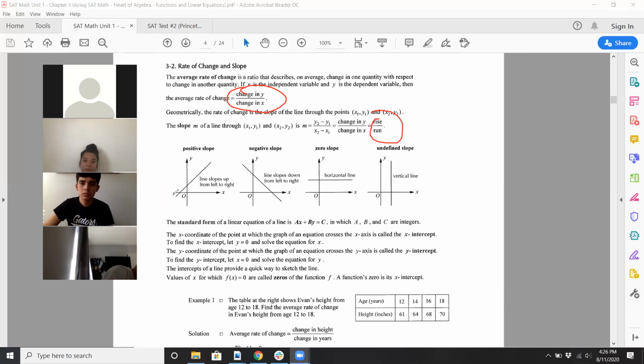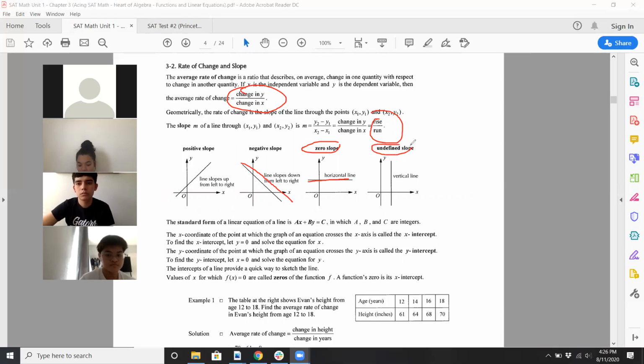Obviously, if it's sloping up from left to right, or basically as x gets bigger, y gets bigger, that's a positive slope because both changes are positive. Or you could think of both being negative if you go from right to left, but regardless, the slope is still a positive value. This is more downhill, so that's a negative slope. Horizontal lines have 0 slope.